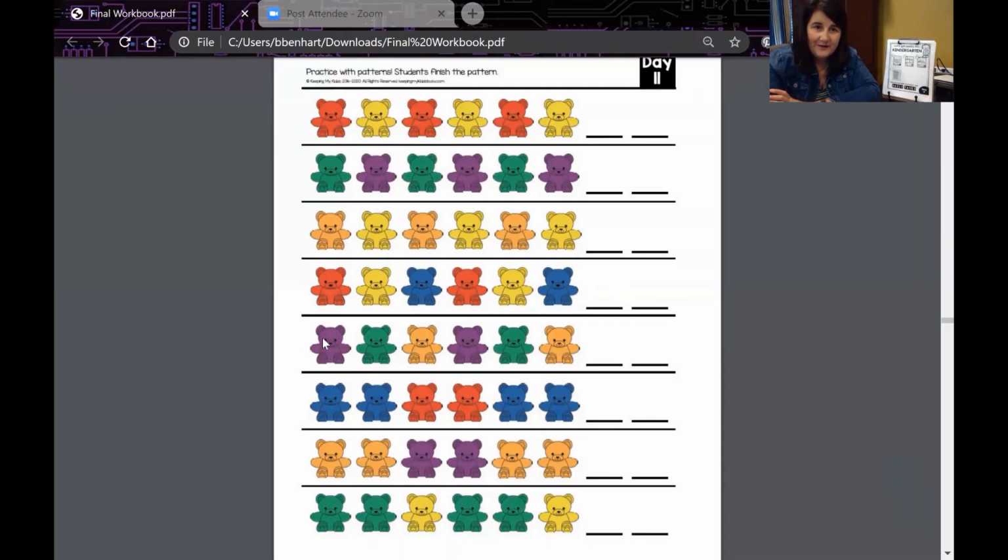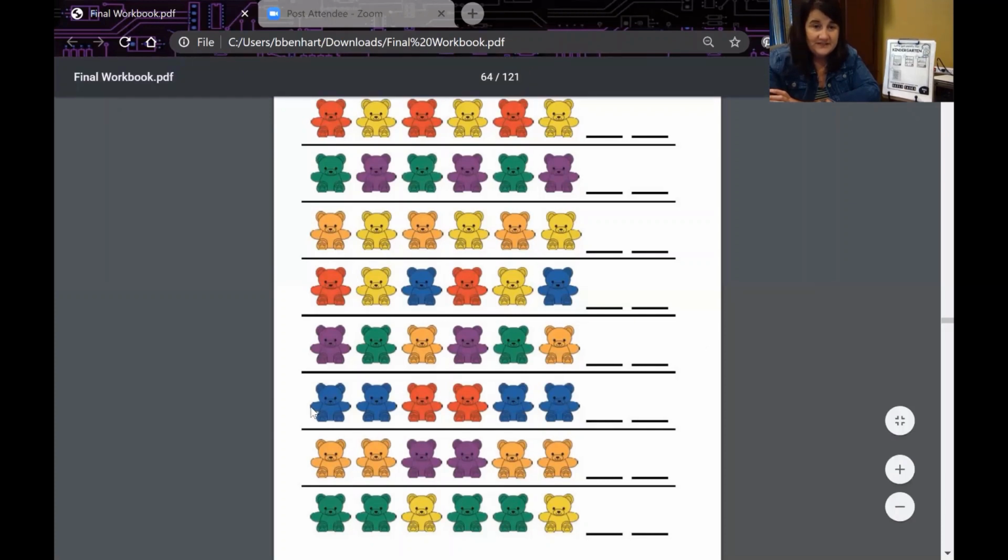We have purple, green, and orange. 3 colors this time. Purple, green, orange. Purple, green, orange. What do you think? Let's try it through and say it together. Purple, green, orange. Purple, green, orange. Purple, green. And then if we had one more spot, we'd say orange.